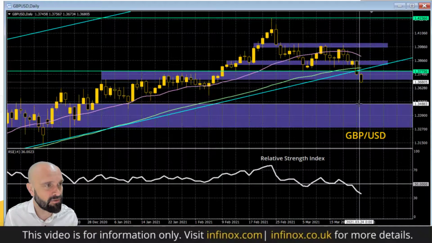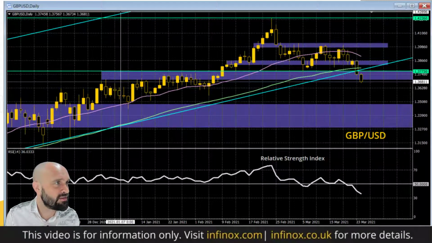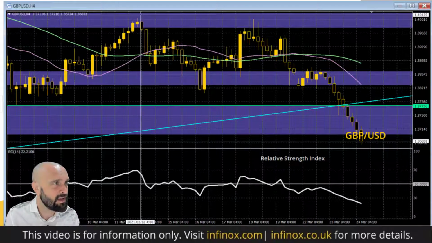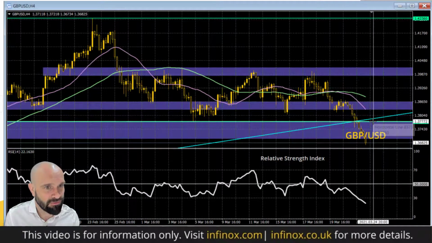35.50 area to 35 figure seems to be the next sort of level where you start to get some support. But it does look as though that this is turning corrective. Quickly looking on the 4-hour chart, you can see that this is a chart that is under real pressure, and that overhead resistance now 37.75.